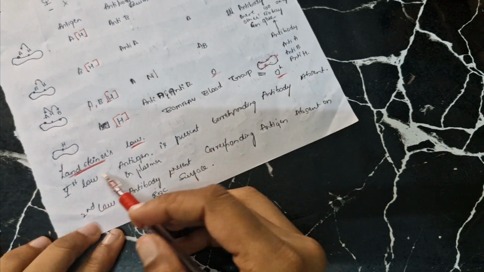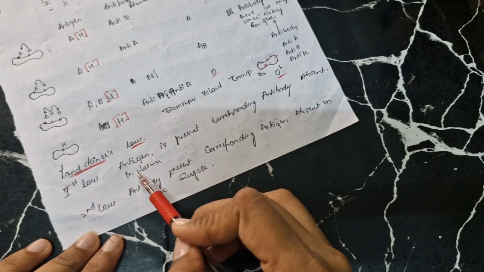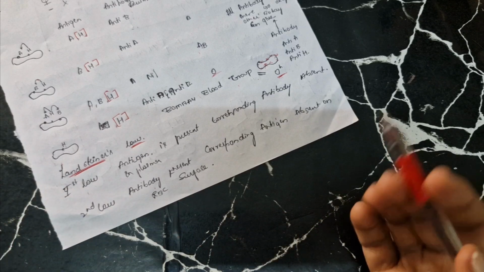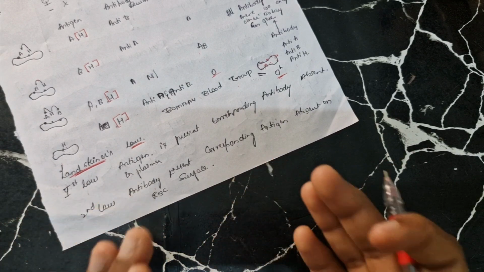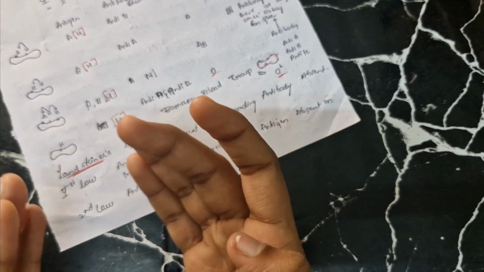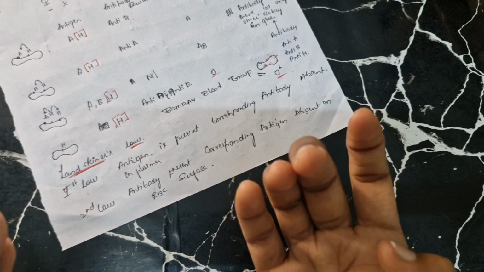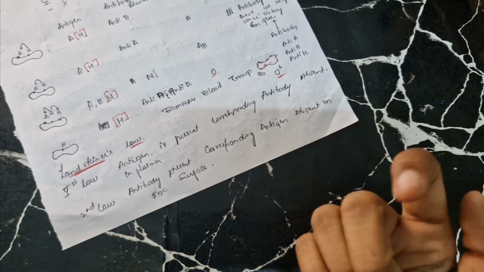Coming to Landsteiner's law, there are two laws, the first law and the second law. The antigen will always be present on the RBC, and the antibody will be present in the plasma. If antigen A is present on the RBC, for blood group A, then the corresponding antibody in the plasma will be absent, that is anti-A will be absent in the plasma.